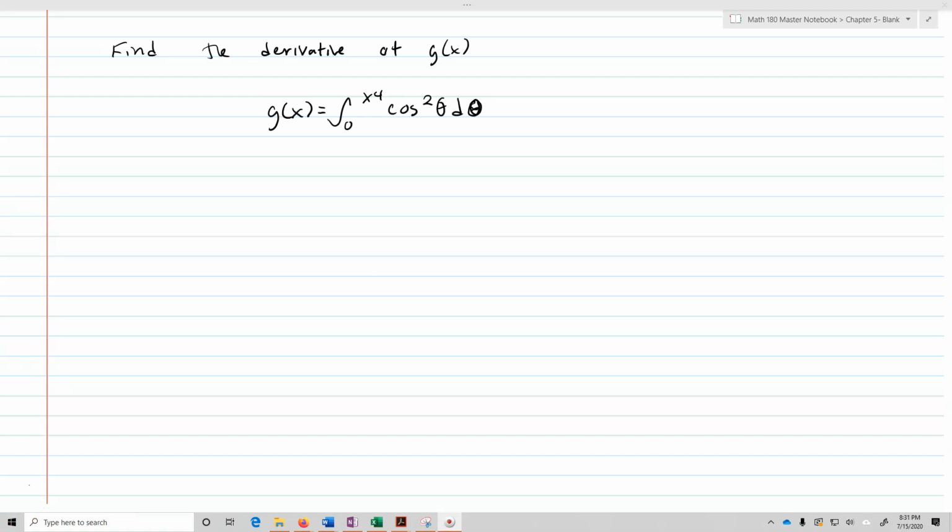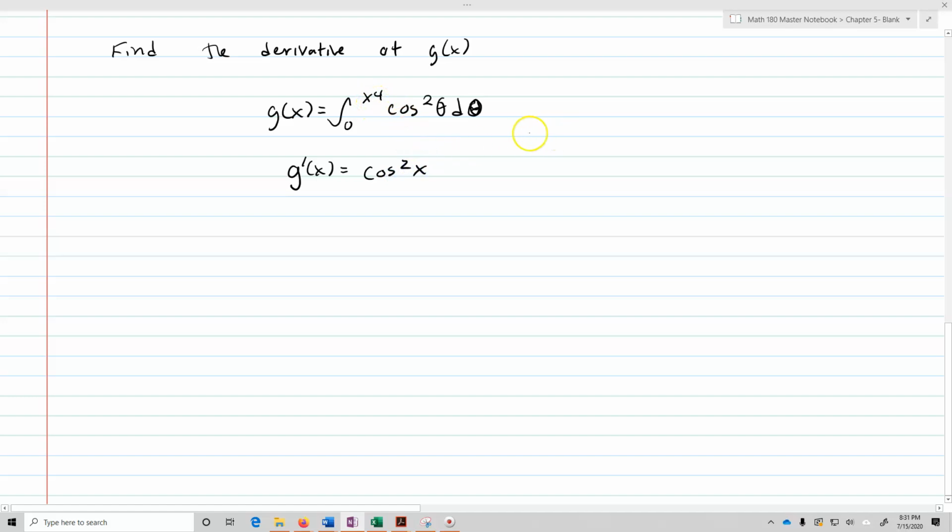So let's look at this one. Let's find the derivative of g of x. So g of x is equal to the integral from 0 to x to the fourth of cosine squared theta d theta. Now our first instinct is to say, okay, well, by the fundamental theorem of calculus, I should be able to say that g prime of x is just going to equal cosine squared x. But this isn't exactly true.